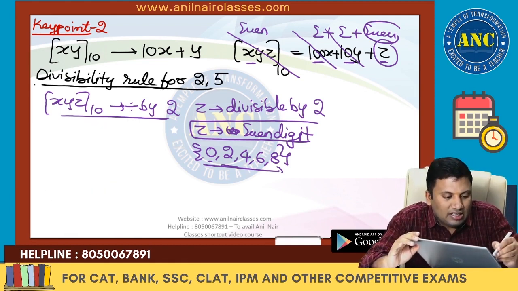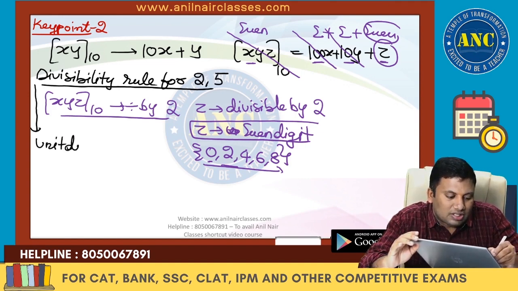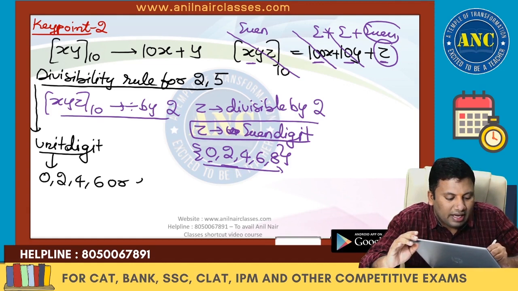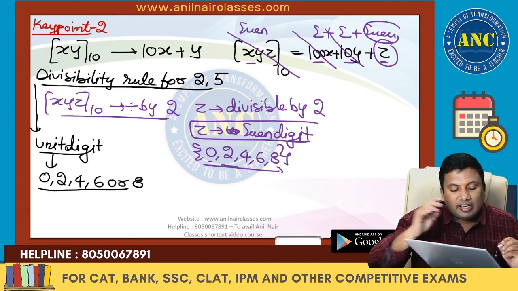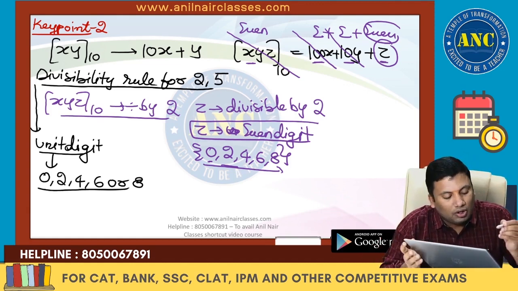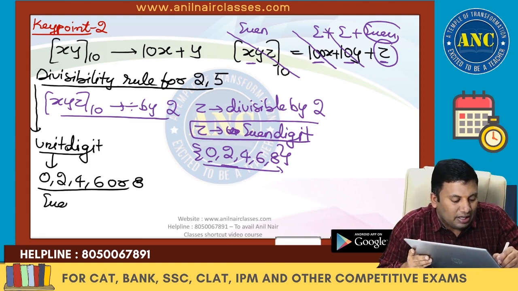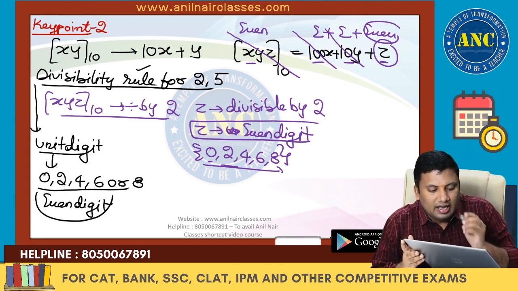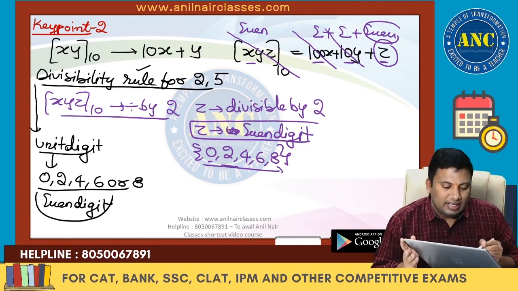That means, what is the divisibility rule for 2? The divisibility rule for 2 suggests that the unit digit can take either 0, 2, 4, 6 or 8. If the unit digit takes any of these values, that means it is an even digit. I hope this concept is clear. The divisibility rule for 2 is clear.